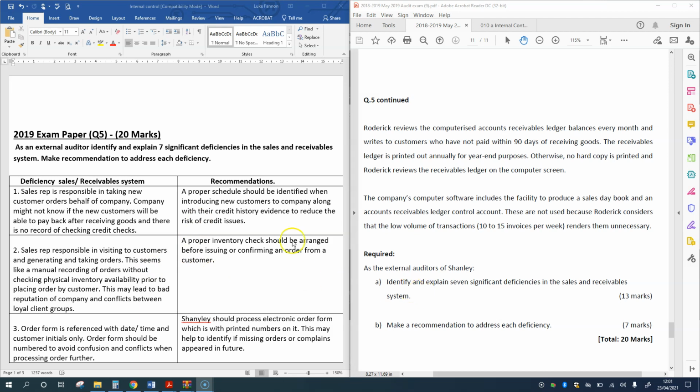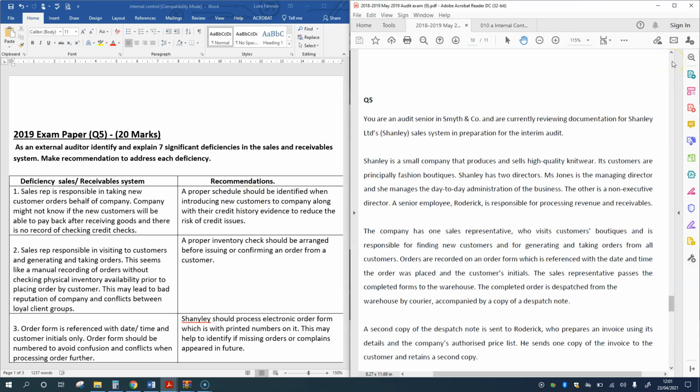But the main thing is the student is good here. It's very organized, and you can identify and explain. So this column is the identify and explain, and this column is the recommendations. So first one, we have it here, the detail on the sales rep. One sales representative visits boutiques.